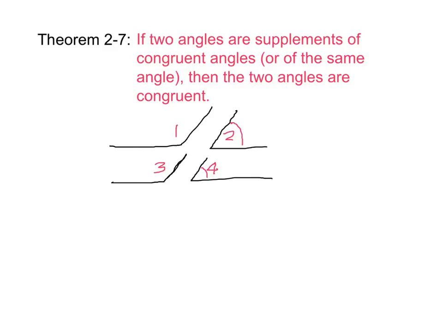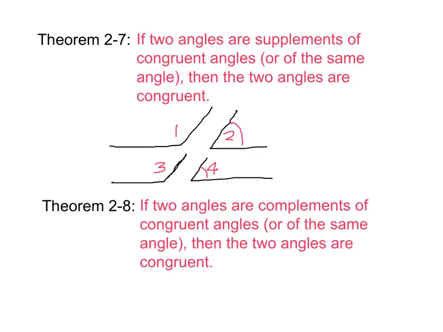So in order to explain this theorem, let's consider the following. We've got angle 1 and angle 2 are supplementary. Angle 3 and angle 4 are supplementary. So here you have two angles, angles 1 and angle 3, that are supplements of congruent angles, because angle 2 and angle 4 are congruent. So therefore, because of this theorem, we know that angle 1 must be congruent to angle 3.